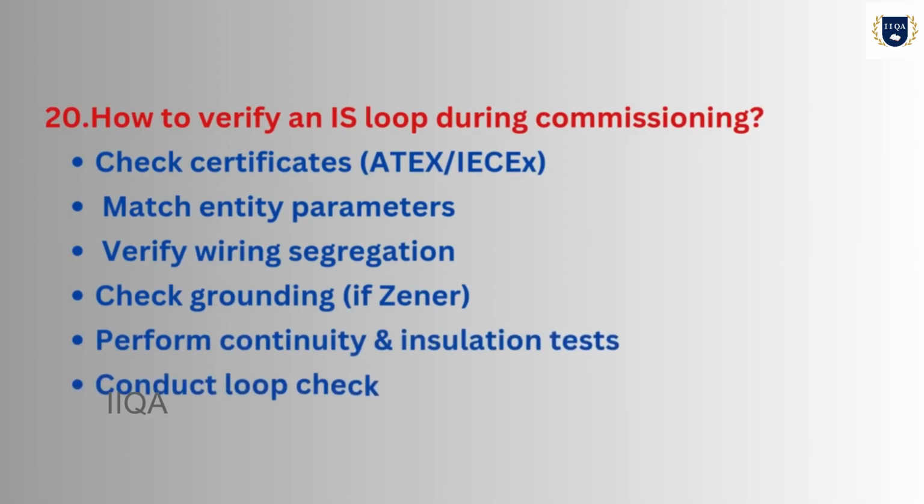How to verify an IS loop during commissioning? Check certificates, ATEX, IECEx. Match entity parameters. Verify wiring segregation. Check grounding if Zener. Perform continuity and insulation tests. Conduct loop check.